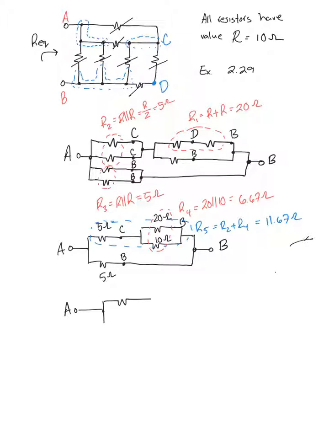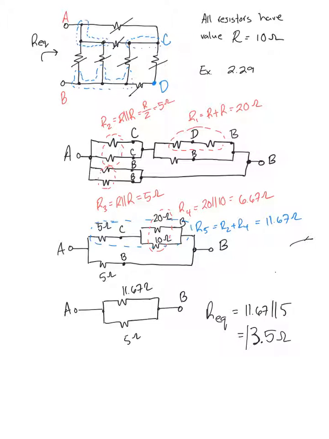Redrawing one more time if needed. Now we have this equivalent resistance between A and B on the top path as 11.67 ohms. The bottom one is 5 ohms going to B. We see that these are in parallel. So the final R equivalent between A and B is 11.67 in parallel with 5, which is 3.5 ohms. And that's our solution. So we could redraw that complex circuit between A and B as a single resistor of value 3.5 ohms.